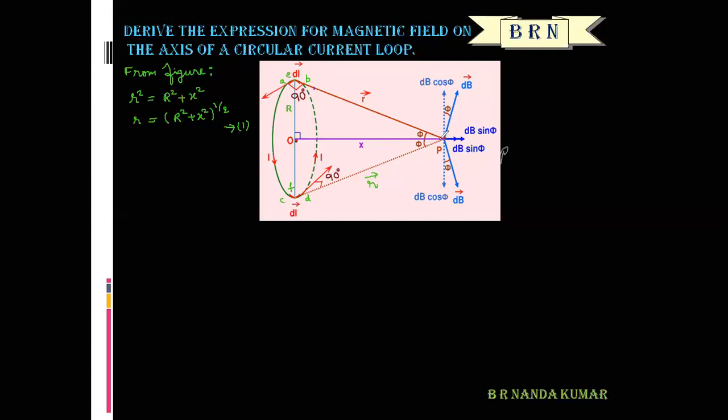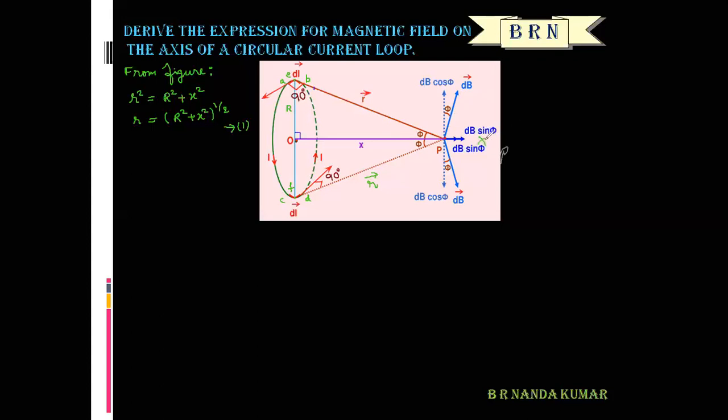The dB vector is perpendicular to the R vector, perpendicular to the plane containing the dL vector and the R vector. The angle between the R vector and the dB vector is 90 degrees. So this is 90 minus phi, and this angle should be equal to phi. Right? So the dB vector does not lie along the x and y axes, which is why the dB vector should be split into two rectangular components.